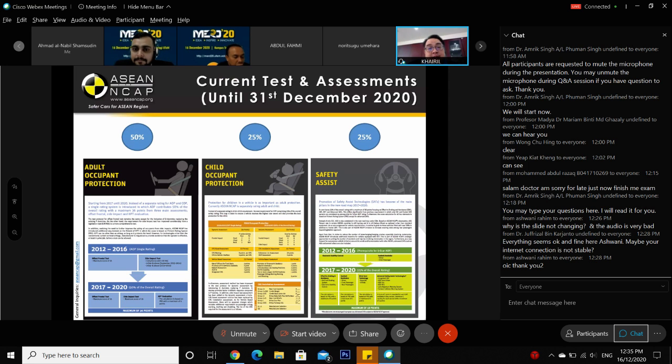For these 15 days more, we are still crashing or testing using this that you are looking at now, which is 10% belonging to adult occupant, 25% belonging to child occupant, and safety assist 25%. So there is no dedicated regime for motorcyclist safety.